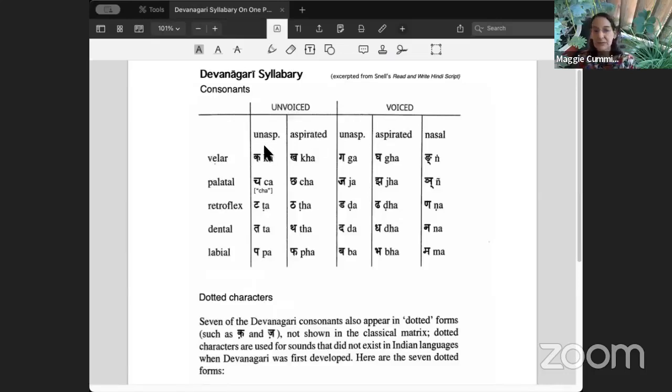Now we have these pairs of unaspirated and aspirated consonants. This section is unvoiced here, these two, and then we have a pair of voiced consonants. And does anyone know what exactly that means? For voice, the vocal cords vibrate. Yes. So this is not super important in terms of us trying to pronounce things correctly because we do this correctly automatically.